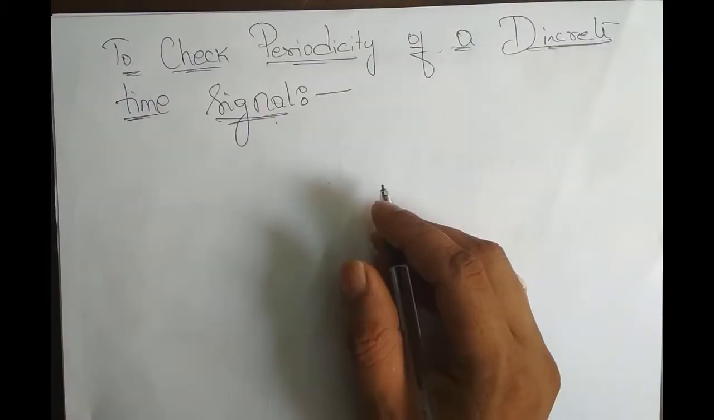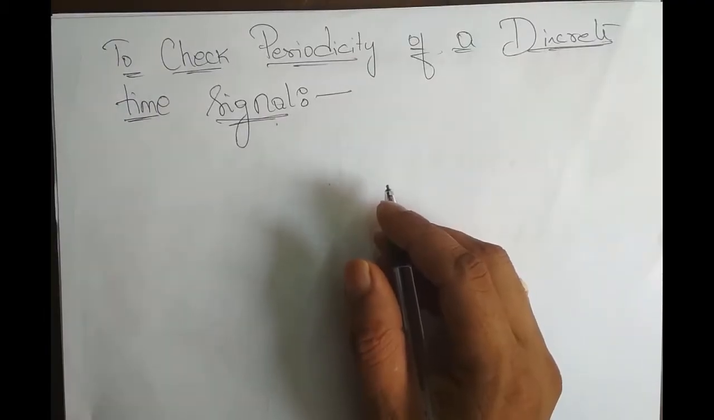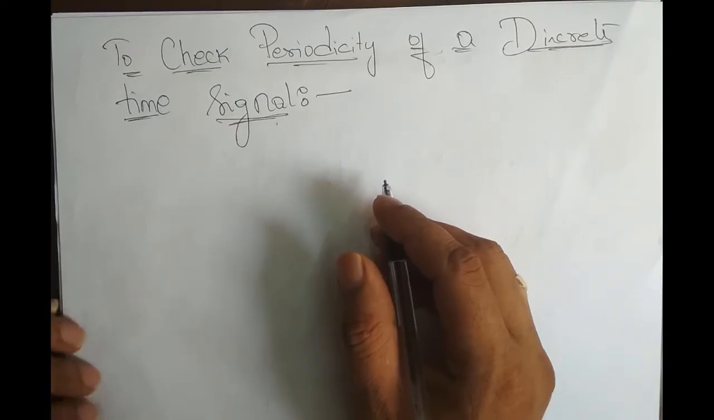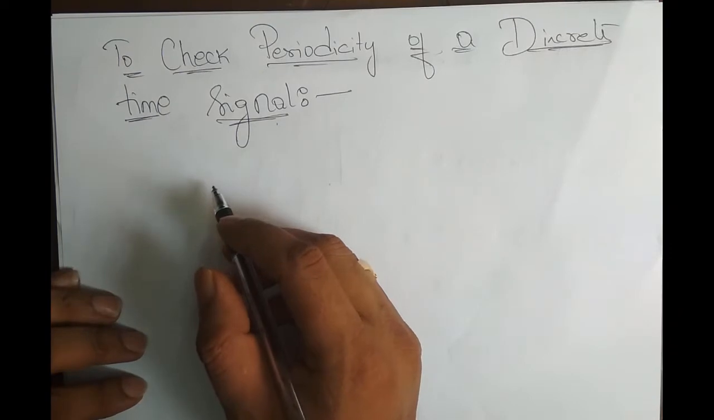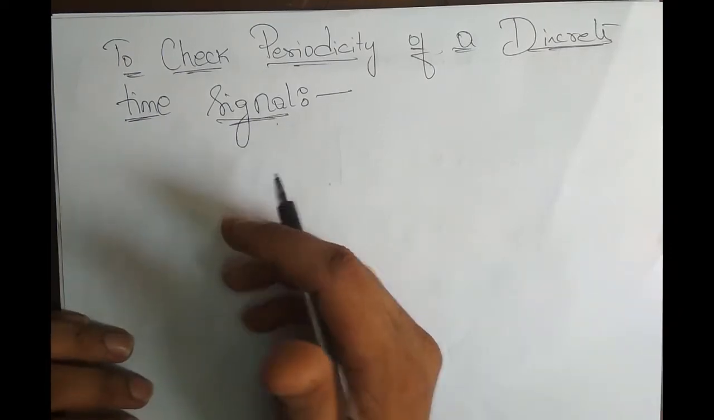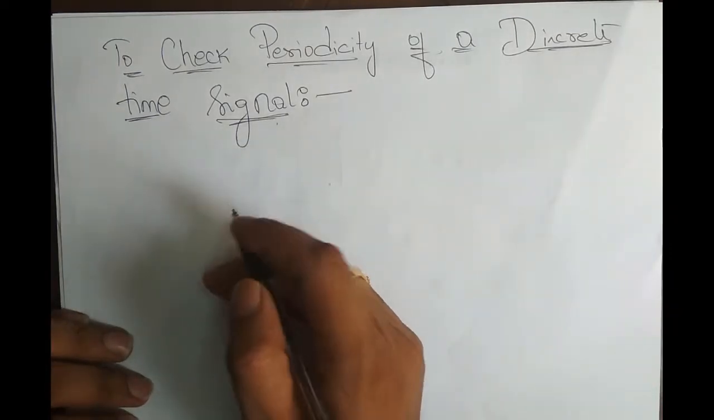Hello everyone. In this video, we will be testing a discrete time signal for its periodicity. The procedure is the same, the only thing is that the equation for omega changes slightly here.